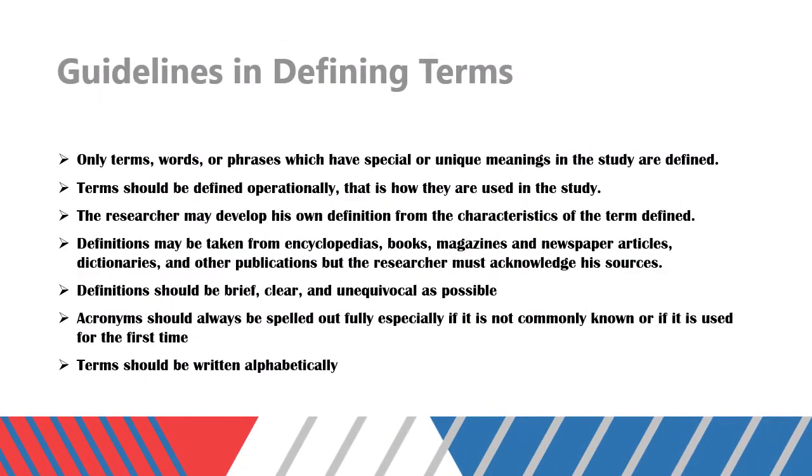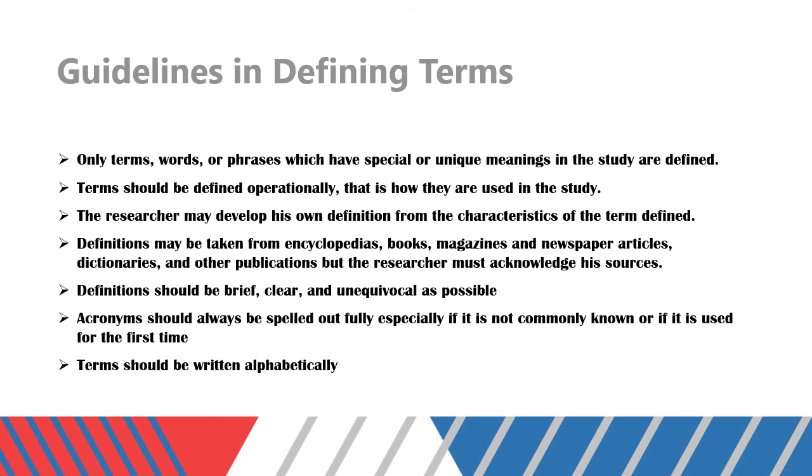The last one is the guidelines in defining terms. First, only terms, words, or phrases which have a special or unique meaning in the study are defined. For instance, the term non-teaching facilities may be used in the study of the teaching of science. Non-teaching facilities may be defined as facilities needed by the students and teachers but are not used to explain the lesson or to make these instructions clearer. Examples are toilet or comfort room, electric fans, restroom or lounges, and the like. They may also be called non-instructional facilities.